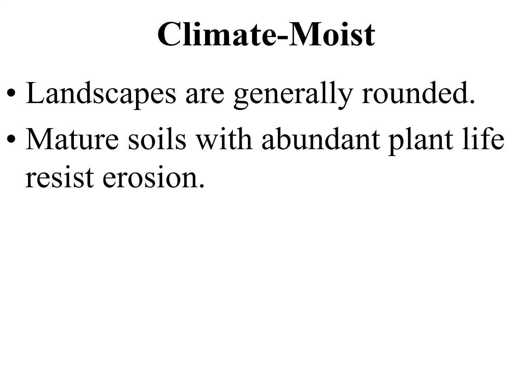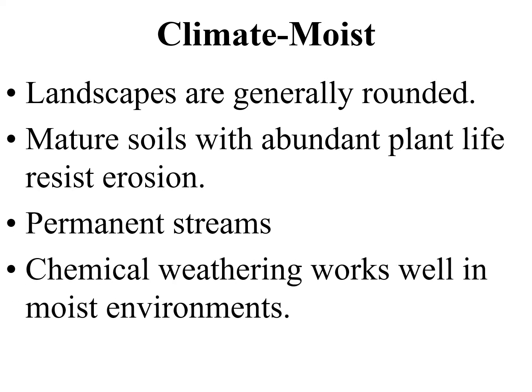Well, we have mature soils, which can grow plant life very well, and we have enough water to make plant life abundant. The soil then is filled with roots of plants from all over the land, and there's no soil exposed, or very rarely any soil exposed to erode easily. So erosion doesn't happen so well. It makes the landscape rounded. The streams are permanent, meaning even if it's dry, they keep running. In general, with a moist climate, chemical weathering is going to work extremely well to change the landscape.